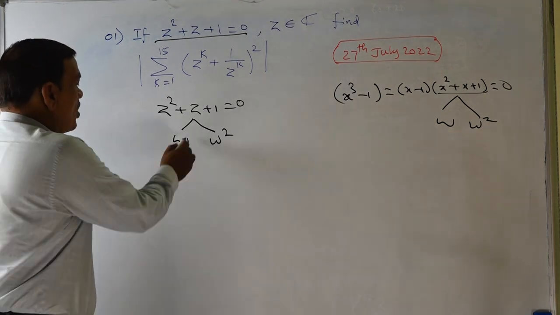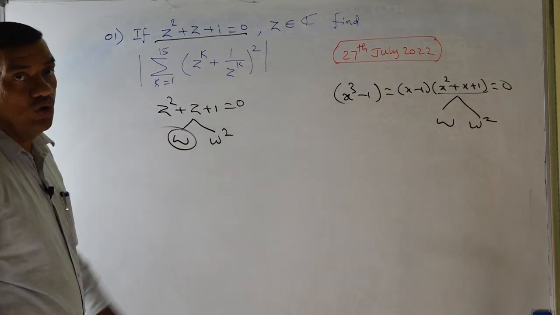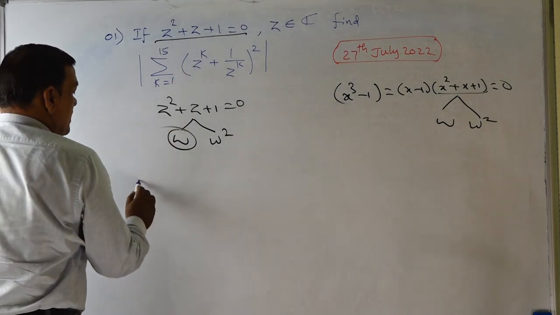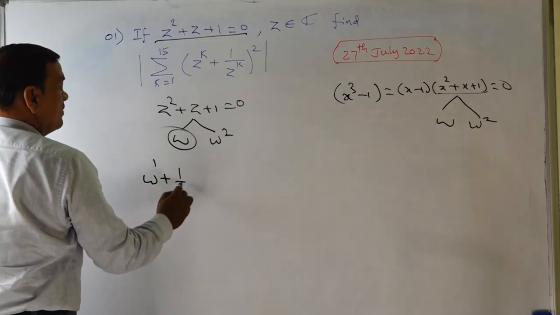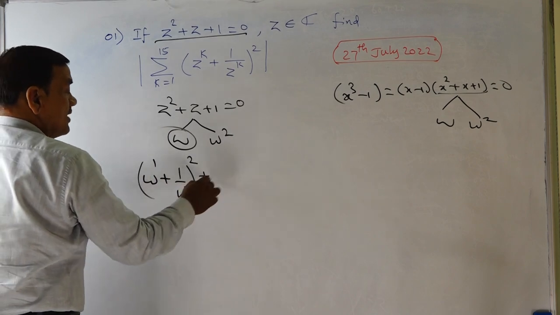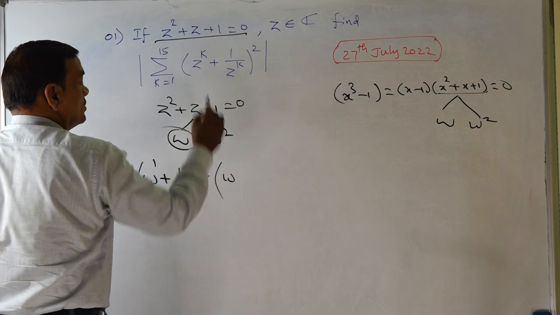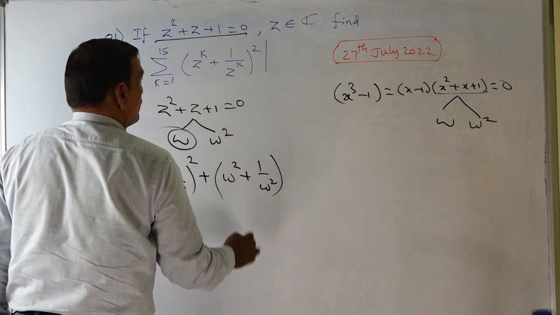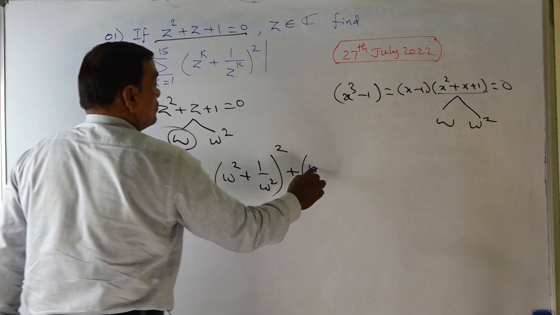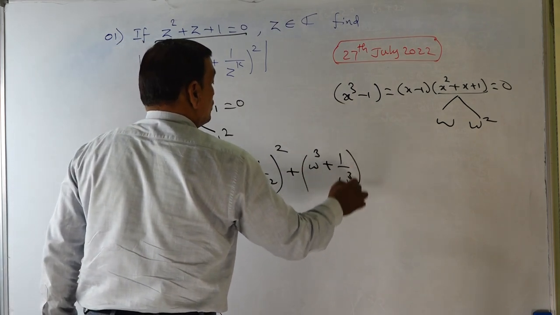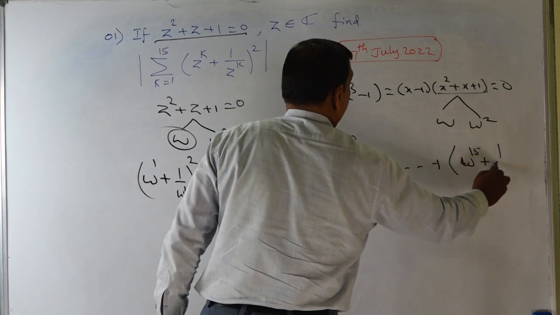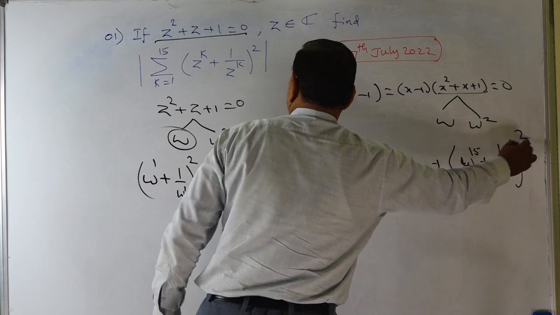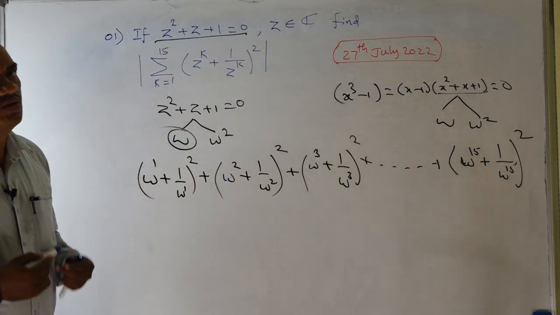Okay, so let us start our problem with omega. So let z be equal to omega. First we can write: z means omega, omega power 1 plus 1 by omega power 1 whole square, plus omega square plus 1 by omega square whole square. Next, omega cube plus 1 by omega cube whole square, plus so on. The last term is omega to the power of 15 plus 1 by omega to the power of 15 whole square. So if you find out this value, the problem is over.